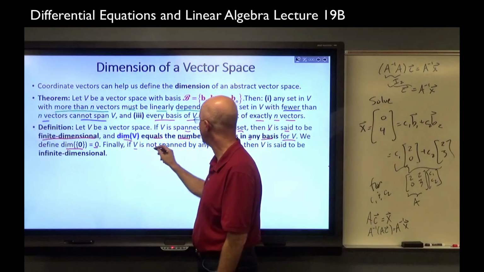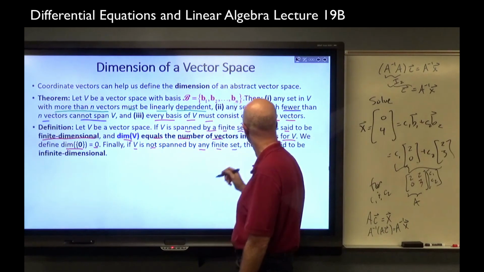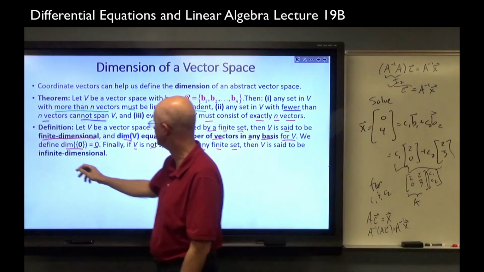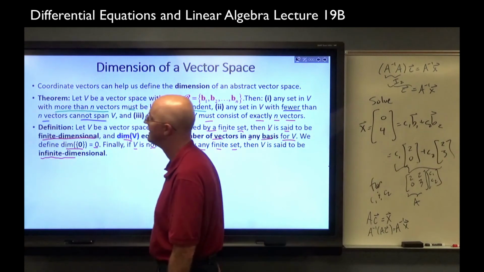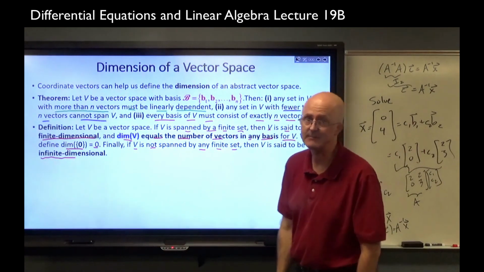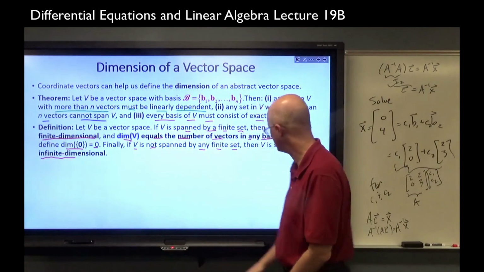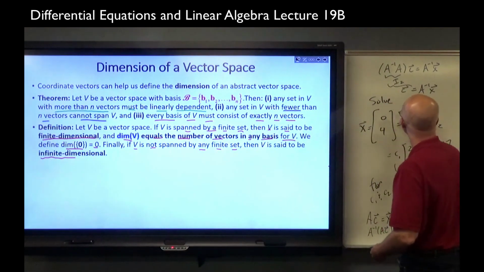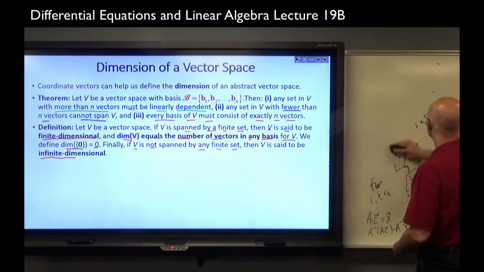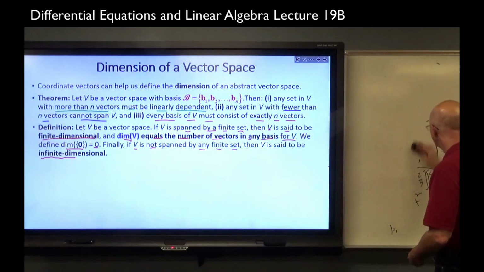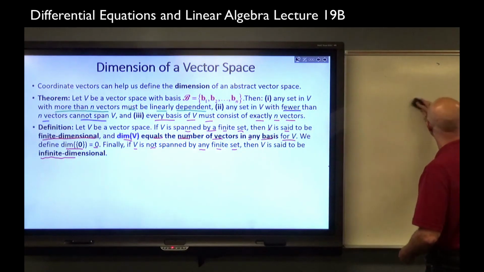Finally, if V is not spanned by any finite set, then V is said to be infinite dimensional. And we could maybe write dim V equals infinity. Well, you could, but it would just be notation. I will avoid it. What's an example of an infinite dimensional vector space?